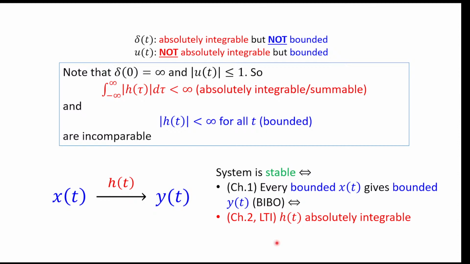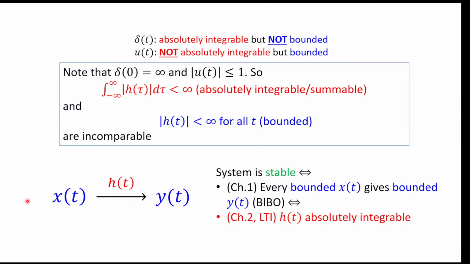And in this chapter, we give another way to describe stability. We can just check this h of t. And this is only good for LTI systems, because only for LTI systems does the impulse response totally determine your system. But for an LTI system, you can check h of t, and you want h of t to be absolutely integrable, or absolutely summable for discrete time systems.